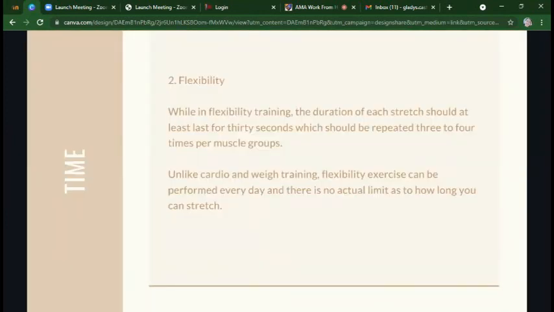So for flexibility, the duration of each stretch should be at least 30 seconds. It should be repeated 3 to 4 times per muscle group. Unlike cardio and weight training, flexibility exercise can be performed every day and there is no actual limit as to how long you can stretch.